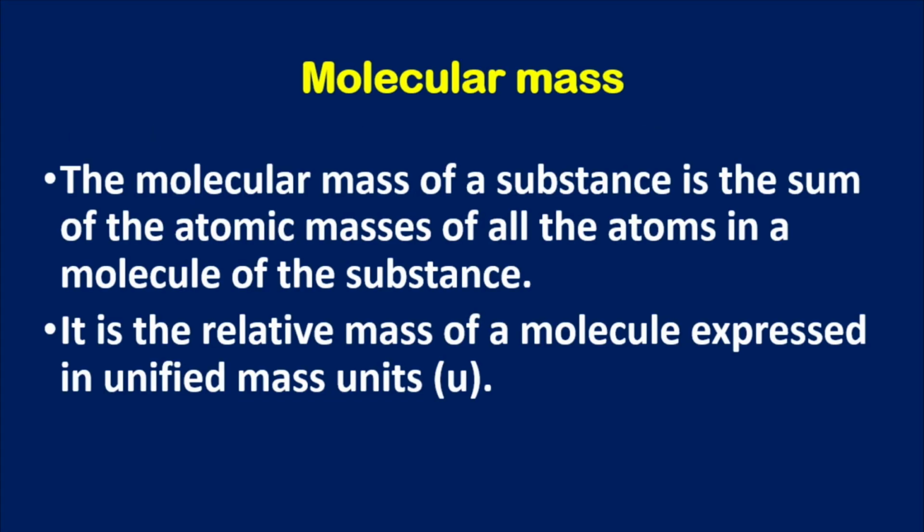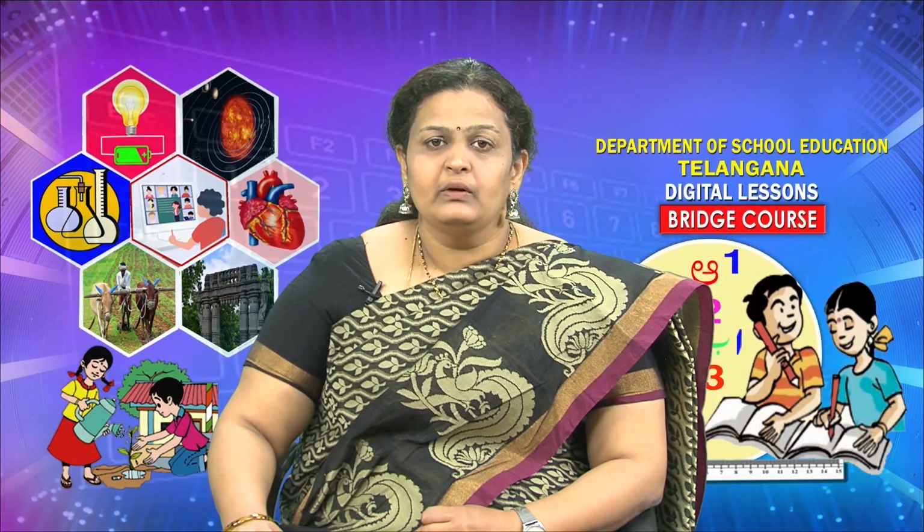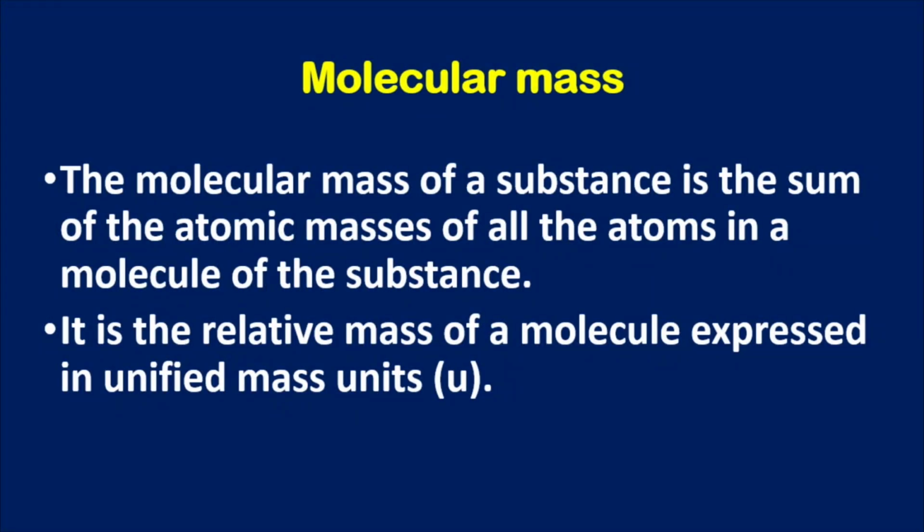Now children, let us define the molecular mass. The molecular mass of a substance is the sum of the atomic masses of all the atoms in a molecule of the substance. So children, if you want to find out the molecular mass of carbon dioxide, then it is the sum of the atomic masses. We have carbon's atomic mass, we have oxygen's atomic mass. So it is the sum of the atomic masses of carbon and oxygen in the ratio. It is the relative mass of a molecule expressed in unified mass units. So molecular mass is expressed in unified mass.